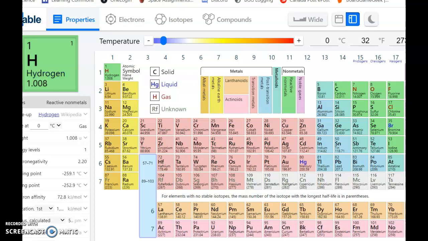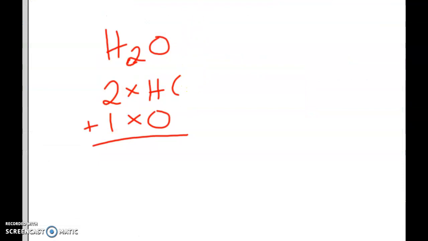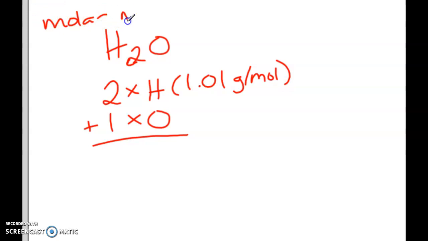So hydrogen is 1.01 after it's been rounded. So over here I have 1.01. And remember the units are grams per mole now because we're doing the molar mass. So this is the molar mass of hydrogen.